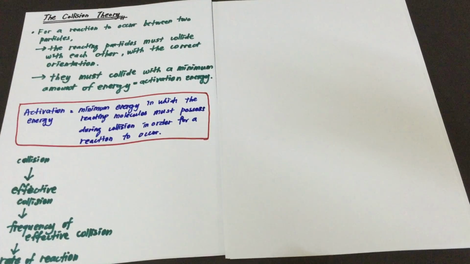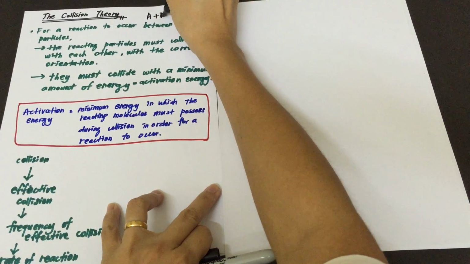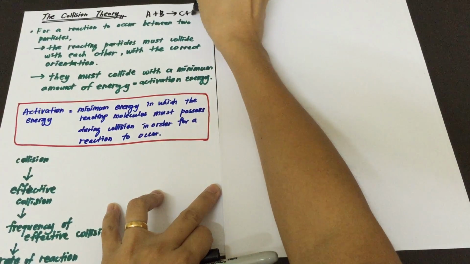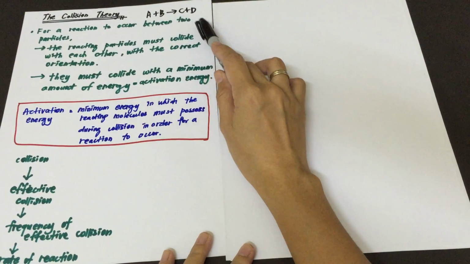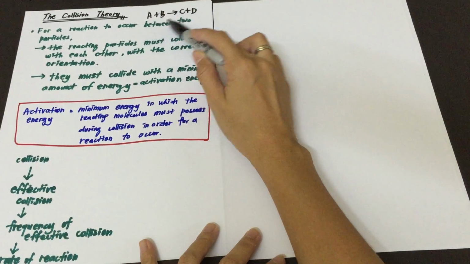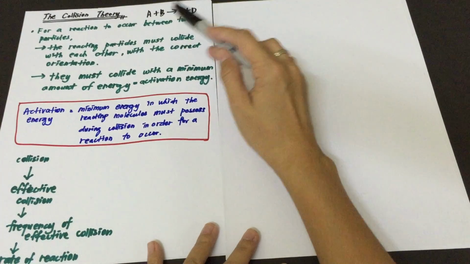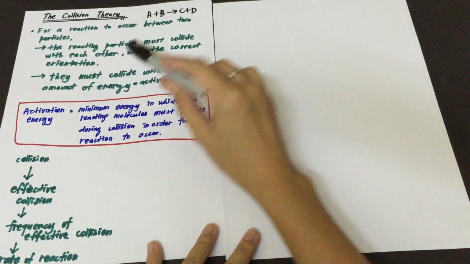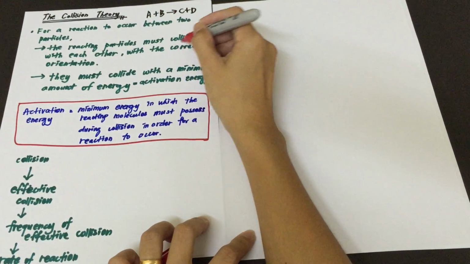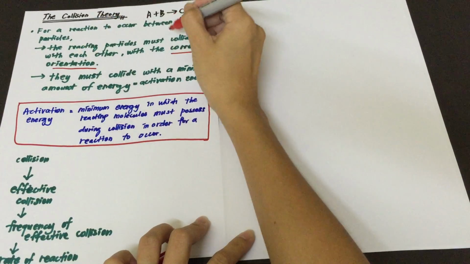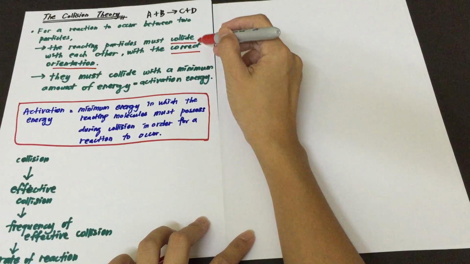So for example, we have a particular reaction A plus B to form C plus D. As usual, A plus B will be the reactants and C plus D will be the products. For this reaction to be successful in forming the products C and D, the reacting particles must collide with each other with the correct orientation. That means A and B must collide with the correct orientation. First thing first, collision must happen. And the second thing, they must collide at the correct orientation.